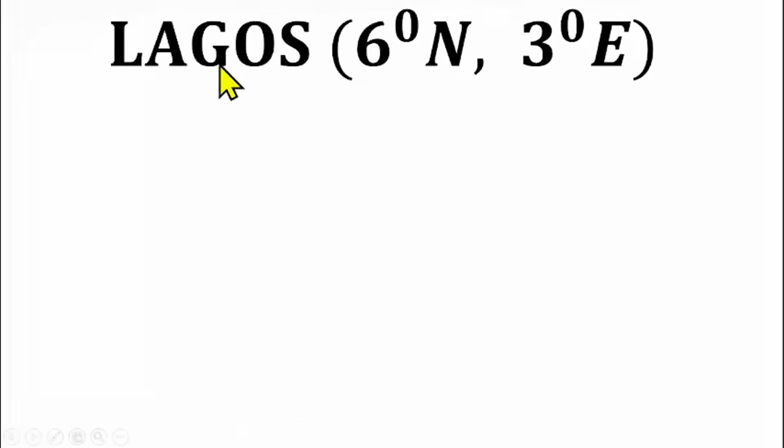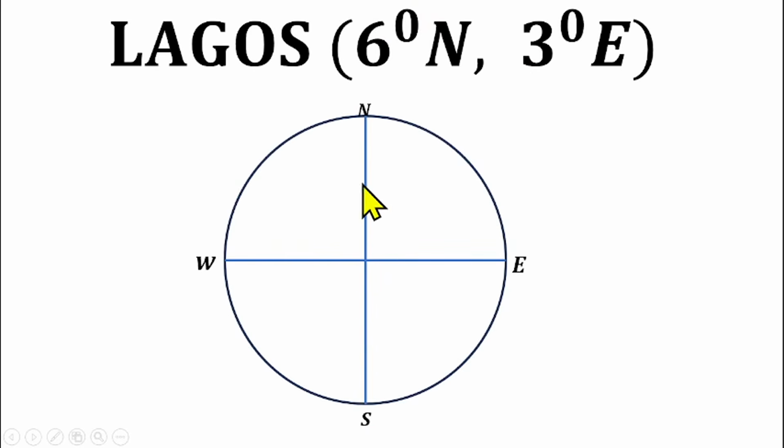Now, for example, let's try to locate Lagos State of Nigeria on the Earth's surface, being at 6 degrees north of latitude and 3 degrees east of longitude approximately. So now, assuming this is the geographical location of Lagos State on the Earth's surface, we want to locate it. You should be able to do this as well. Then I'll draw this circle and the cardinal points.